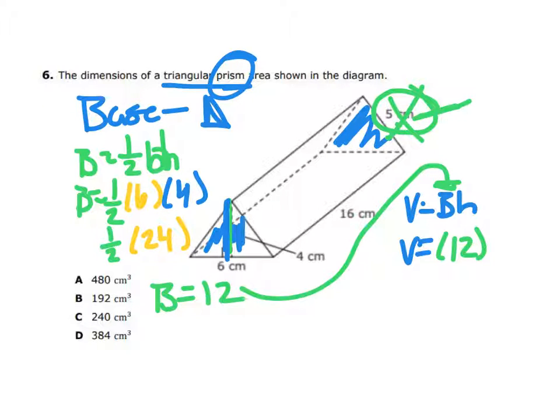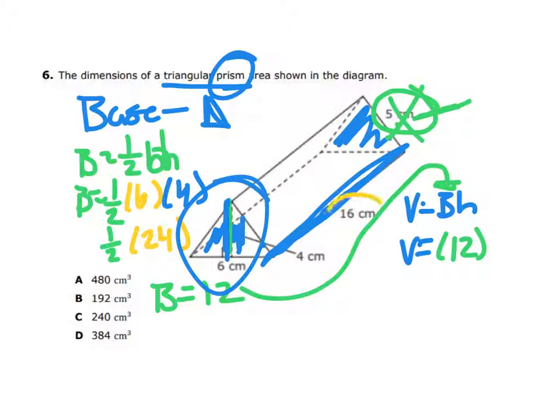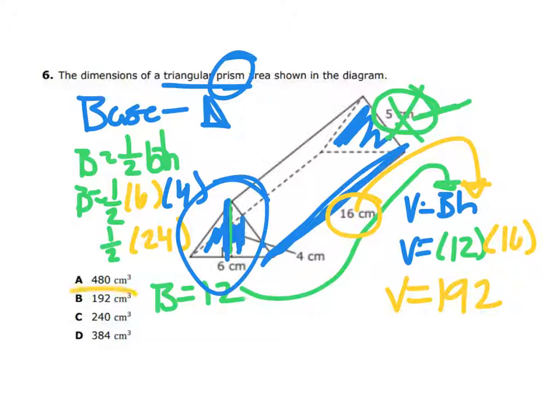Again, remember, it's the distance between the two bases, the prism. I want to say how far is it from one triangle to the other, because the triangle is my base. In this case, the distance from one triangle to the other is 16. So that's going to be capital H. So when I multiply 12 by 16, we get a grand total of, for volume, 192. So my final answer is 192.